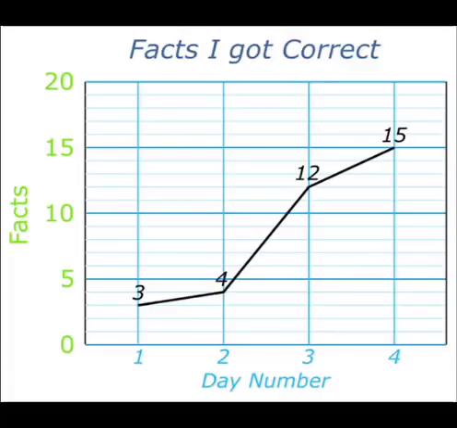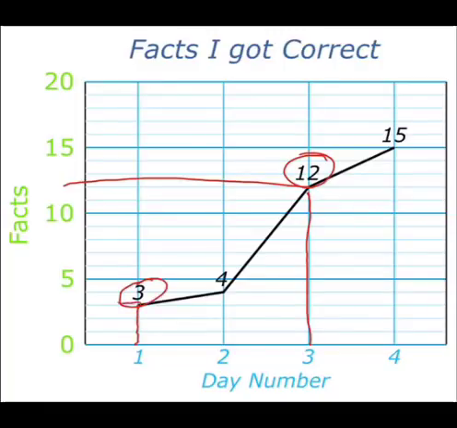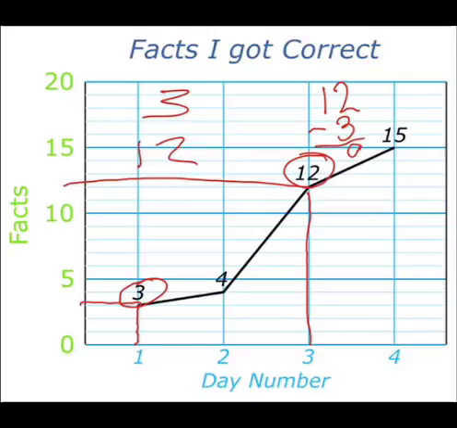On day 3, this person got 12 facts correct. On day 1, they got 3 facts correct. The difference between 3 and 12, what is it? We can find out by subtracting. 12 minus 3 equals 9.